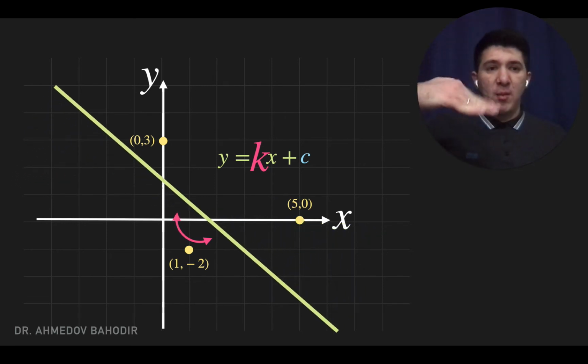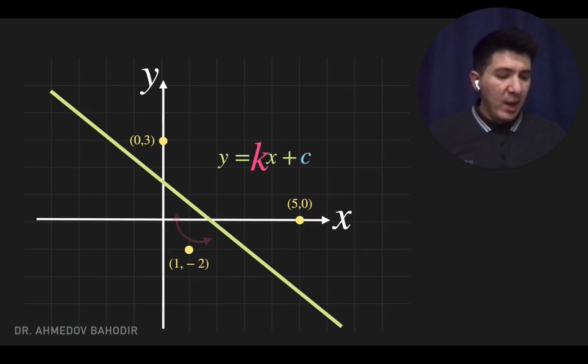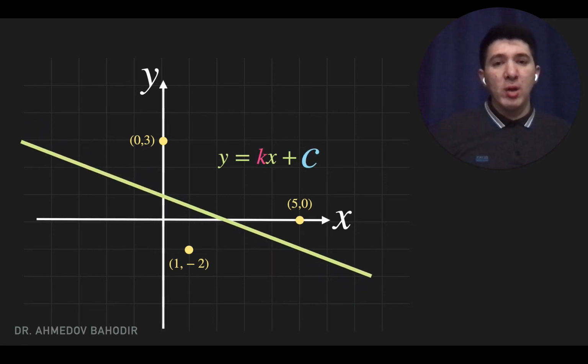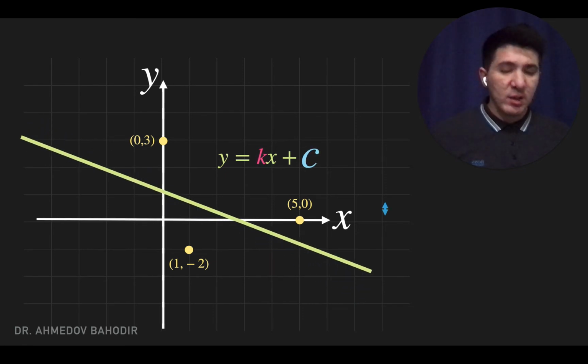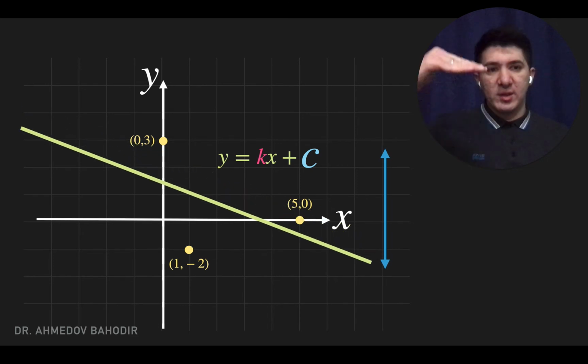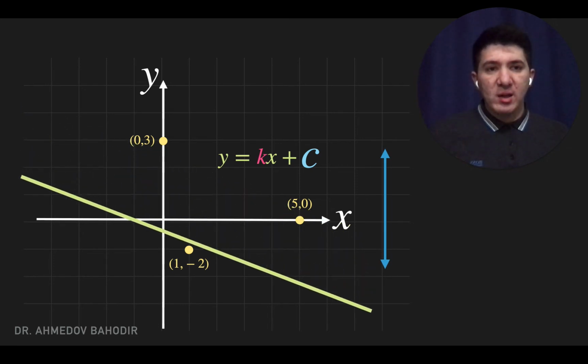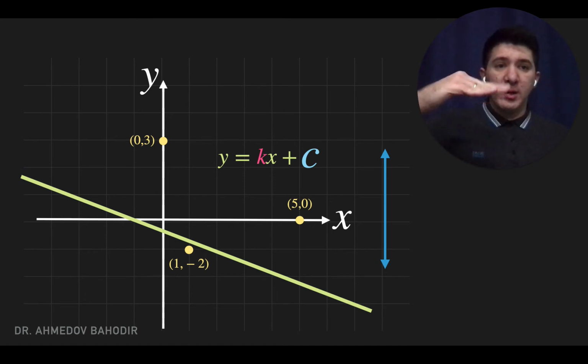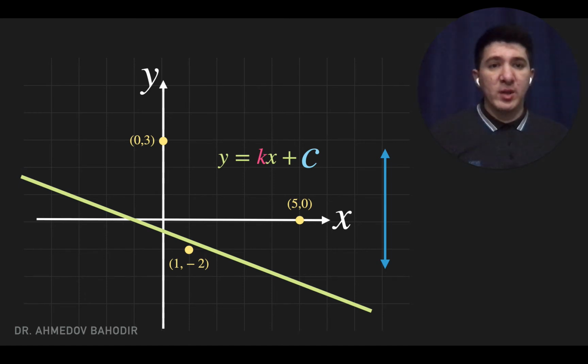So it is how much rotated this line. And the c is going to control the height of this line, essentially. So what is the height of this line? By just taking different values for the k and c, we can control the slope of this line and the height of this line. So we can choose the best line.